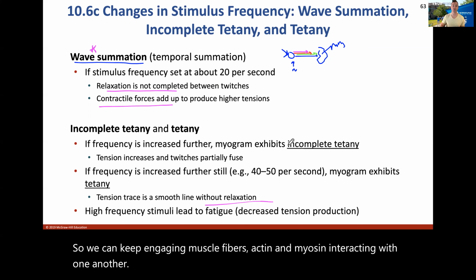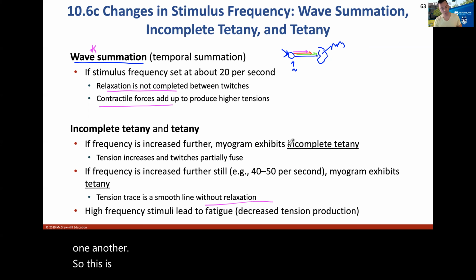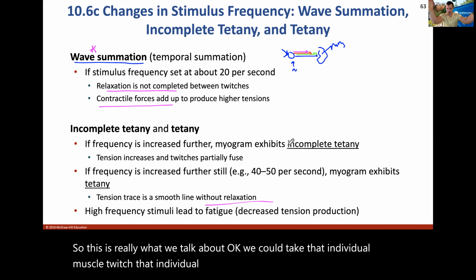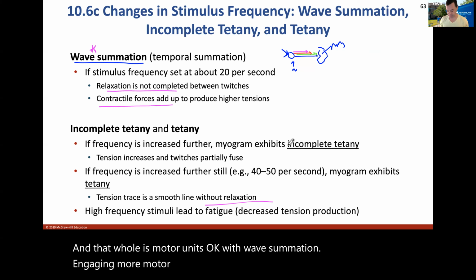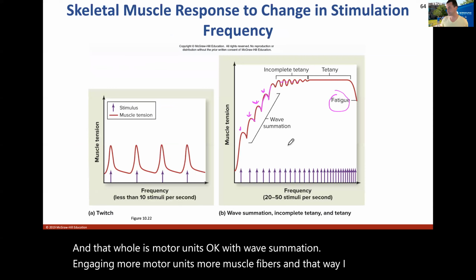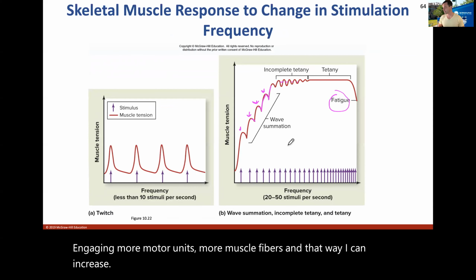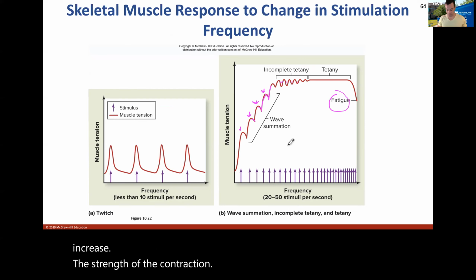So this is really what we talk about. We can take that individual muscle twitch, that individual muscle fiber, and apply it to the whole. And that whole is motor units. With wave summation, engaging more motor units, more muscle fibers, I can increase the strength of the contraction. I could be really gentle or I could be really violent with it.